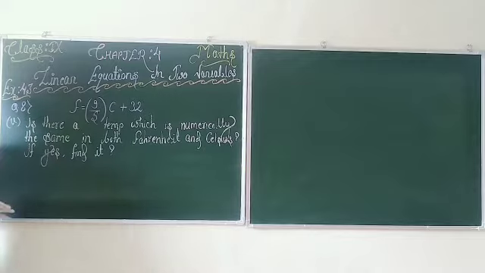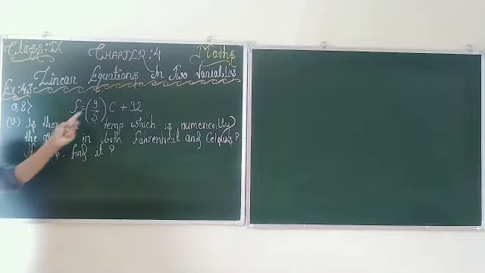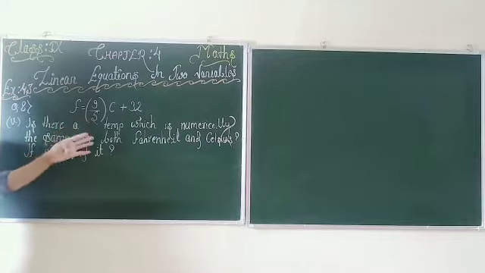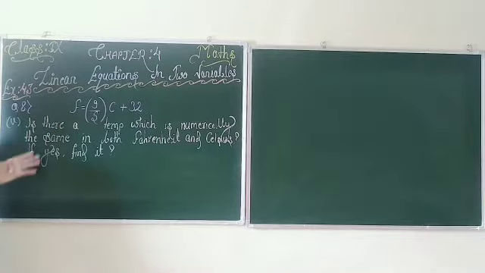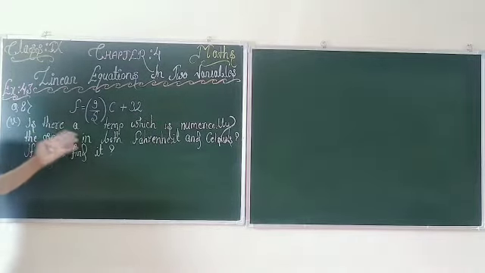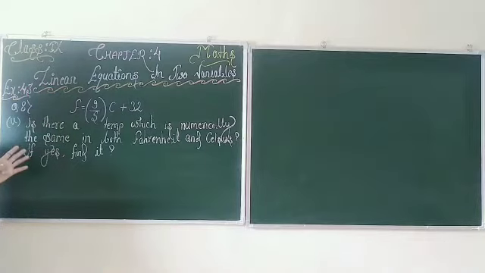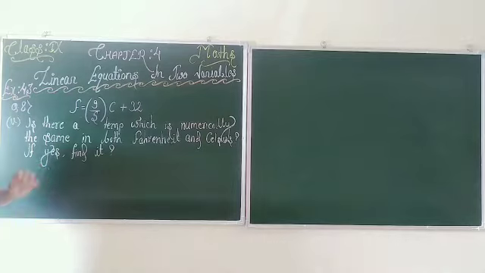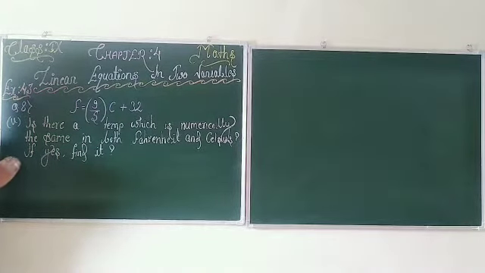Now see the last one. Is there a temperature which is numerically the same in both Fahrenheit and Celsius? In this question they ask whether there is any temperature which is the same in both Fahrenheit and Celsius. We saw 0 degree, and at the different temperatures given, like 95 Fahrenheit, Celsius was different, and for Celsius, Fahrenheit was different. So the question asks if there is any temperature which is the same in both Fahrenheit and Celsius. If yes, then find it out.